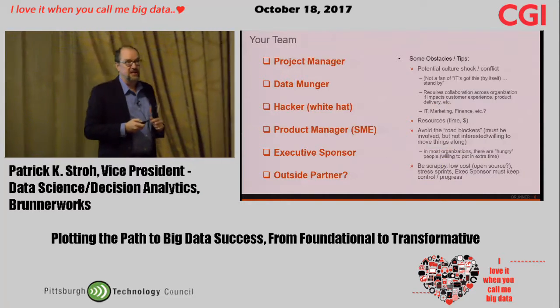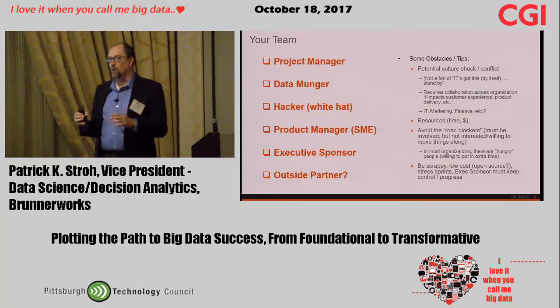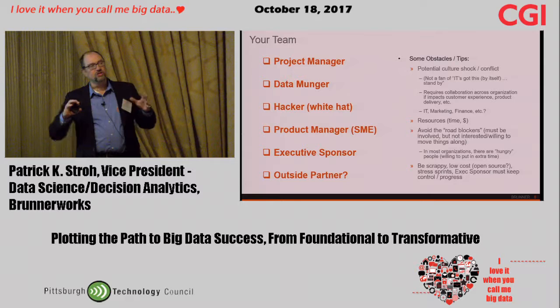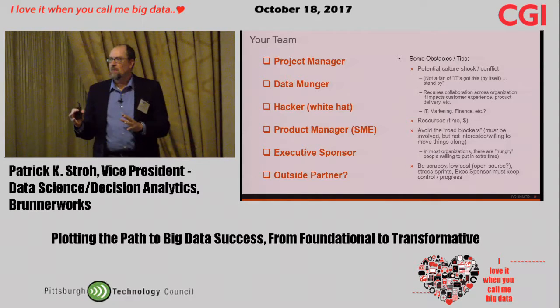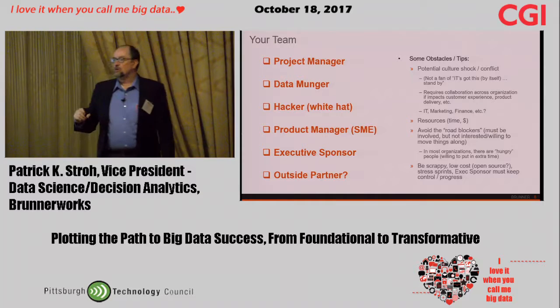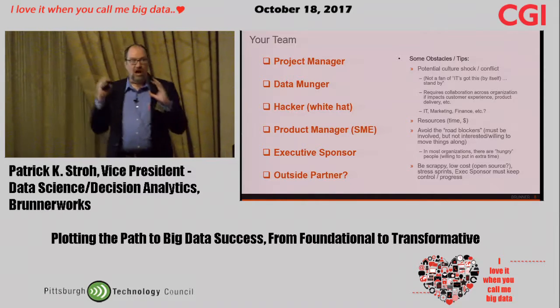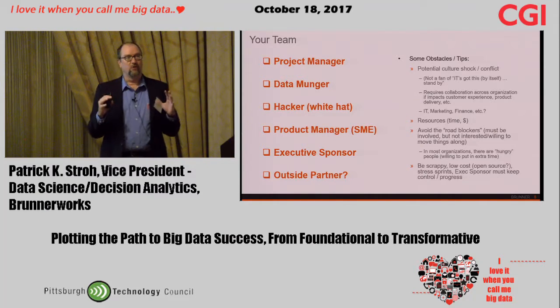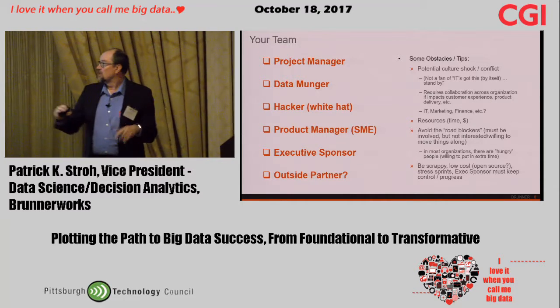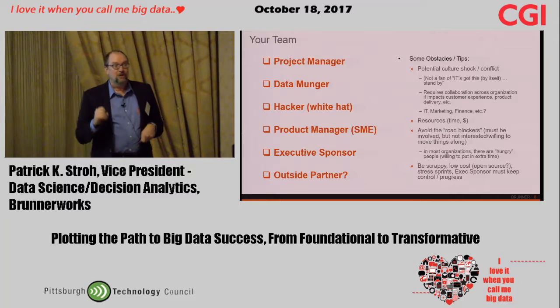So first of all, your team, because I think this is kind of the starting point. I think a lot of times there's discussions of big data solutions, they kind of start with the technology. I would say that you should start by thinking about your team. You should think about a project manager, very kind of down in the weeds here a little bit. Project manager and leading your big data initiative. You need a data munger.